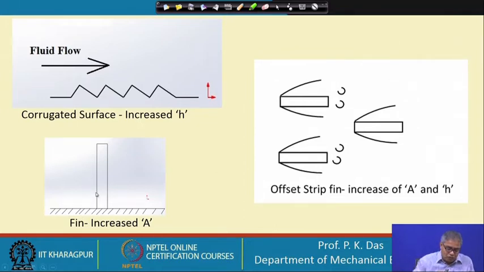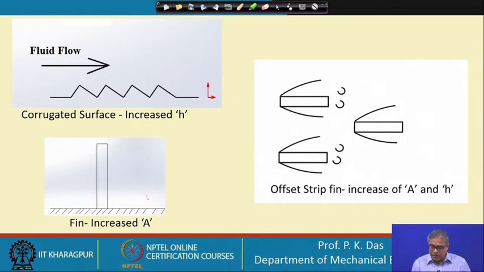Here I have shown one extended surface or fin. So, basically it is increasing the surface area, and here there are offset strip fins. So, it is like this, that small fins are placed in a staggered manner in the path of the flow. On the fin there will be boundary layer development, but as the fins are small, the boundary layer cannot develop infinitely and cannot reduce the rate of heat transfer.